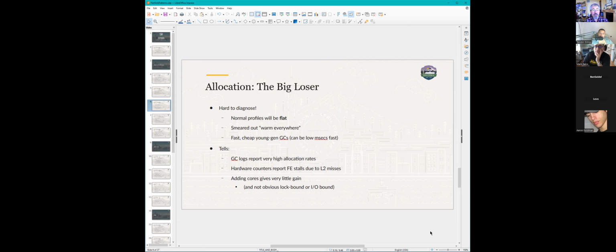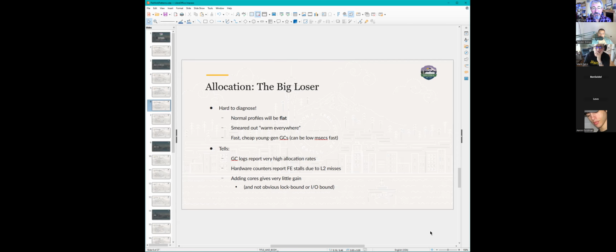It's typically hard to diagnose, or at least the people I talk to in the Java world typically have trouble recognizing what's going on. Your normal profiles will be flat. They're smeared out, warm everywhere. That's the canonical death throe that says, I can't make this go any faster. This is the limit. Your GCs will be fast. There'll be a lot of them, and they'll be fast. And that's because you're allocating objects which are dying young.